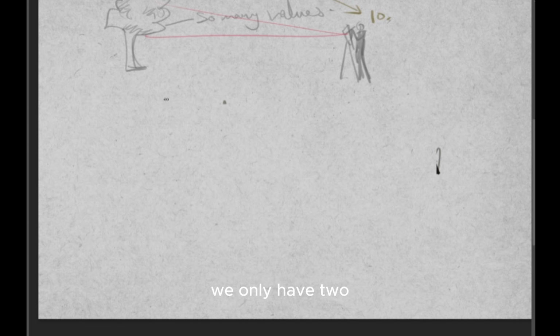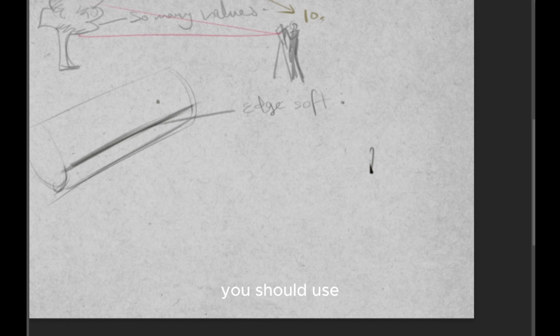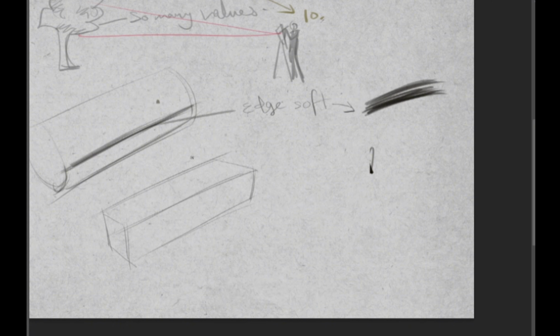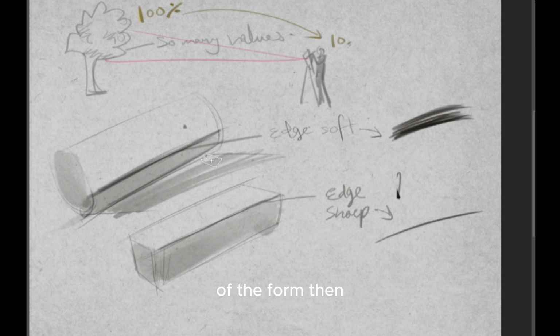We only have two responsibilities: getting light from shadow and foreground from background. If you want to depict a round and soft form, you should use soft edges at the corner of the shadow shape. And if you want to show the corner of the form sharp and edgy, we use a thin and sharp line.